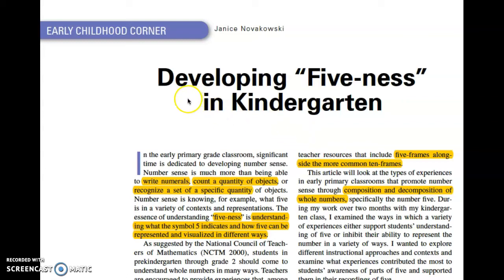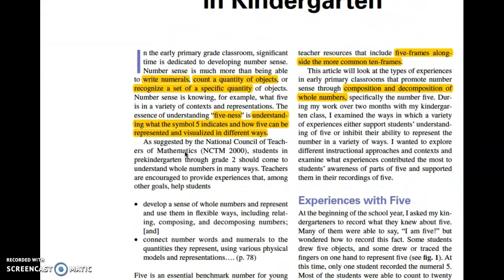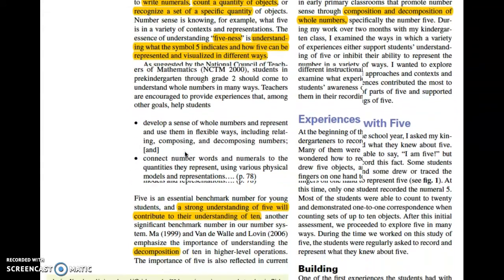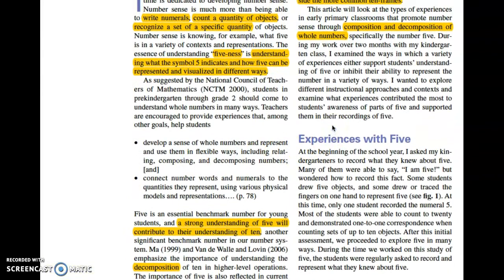Hi, I wanted to share the article titled Developing Five-ness in Kindergarten, which can be found in the November 2007 issue of Teaching Children Mathematics. As a kindergarten teacher, I'm always looking for ways to help develop and strengthen number sense in my 5 and 6-year-olds. This article was written by Janice Nowakowski, and she was conducting a study in her kindergarten classroom and wanted to explore different instructional approaches and contexts and examine what experiences contributed the most to students' awareness of parts of 5 and supported them in their recordings of 5.